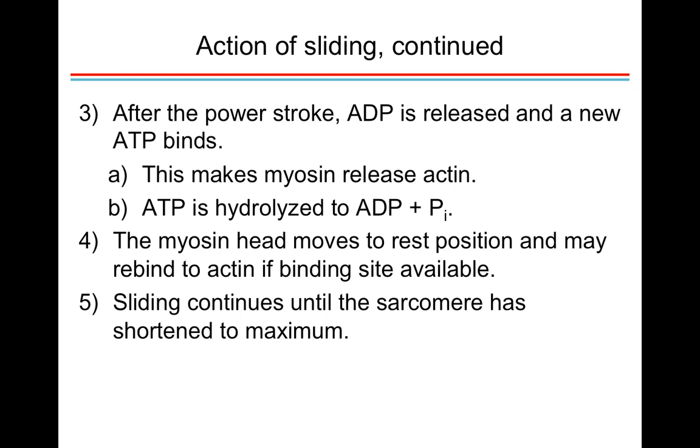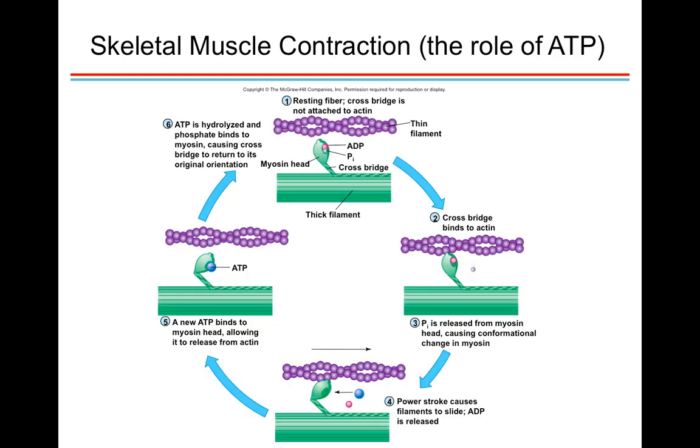So the myosin head will move to the rest position, and it can rebind actin if the binding site is available, meaning we still have calcium binding to troponin to make the tropomyosin get out of the way. And sliding will continue until the sarcomere has been shortened up to the maximum, provided there's more signaling from the motor neuron secreting additional acetylcholine and setting this whole physiological process into play. So I'm going to review this one more time for you.